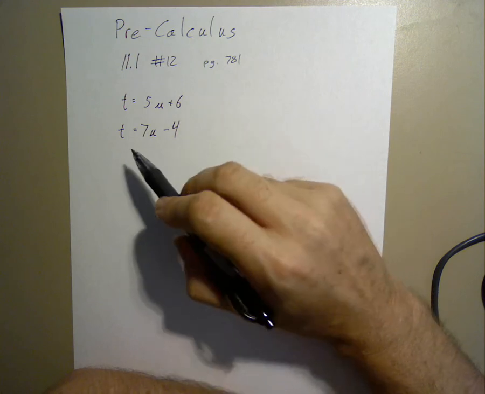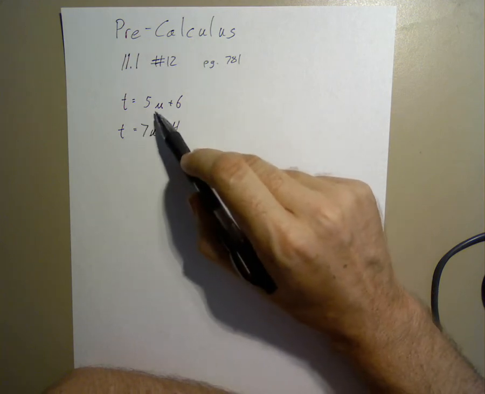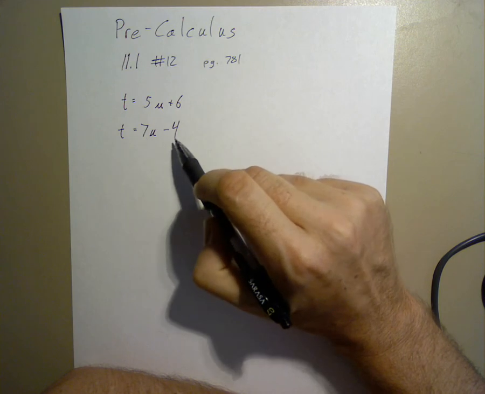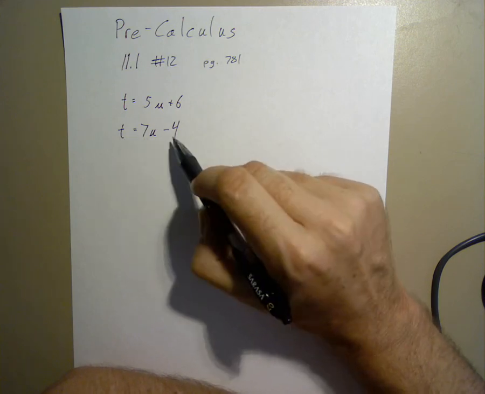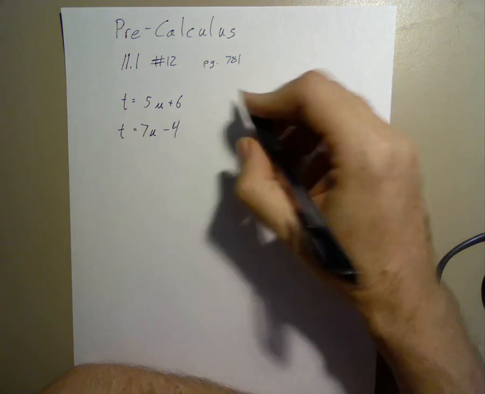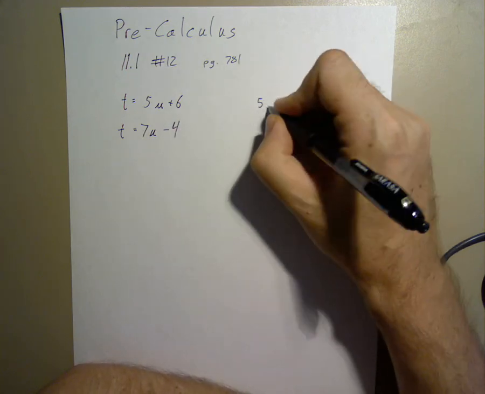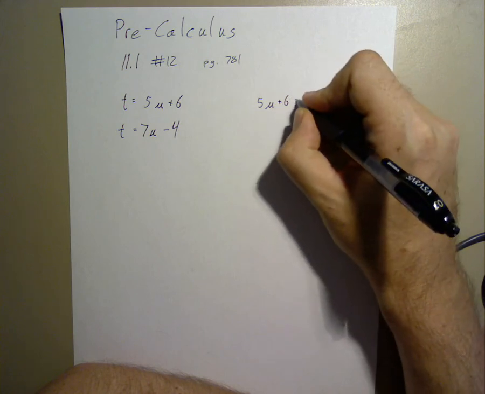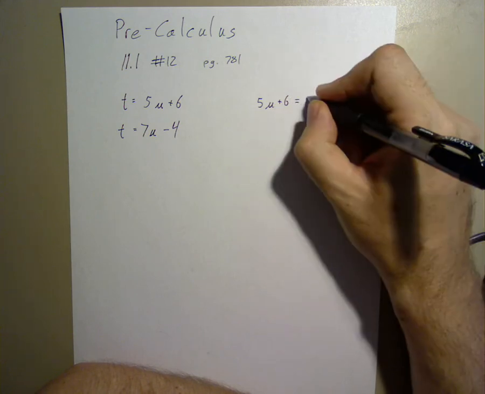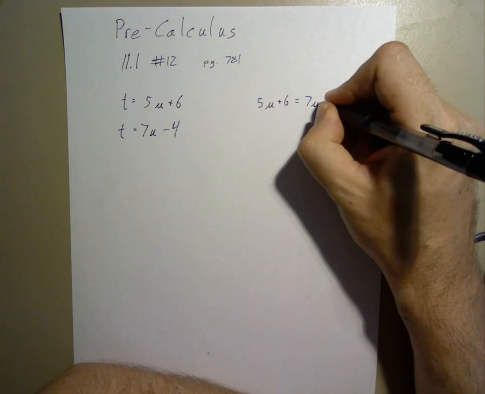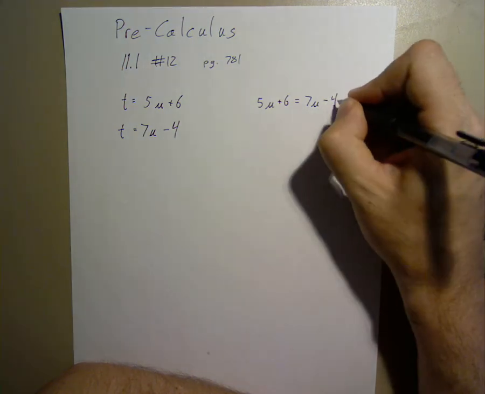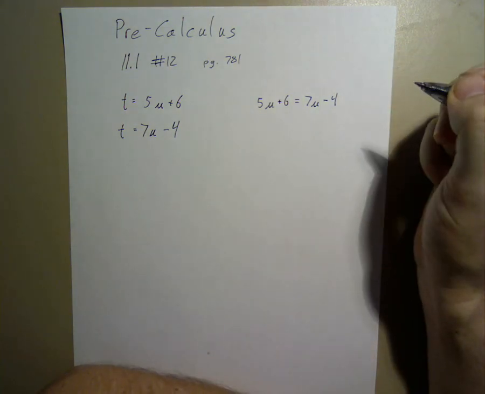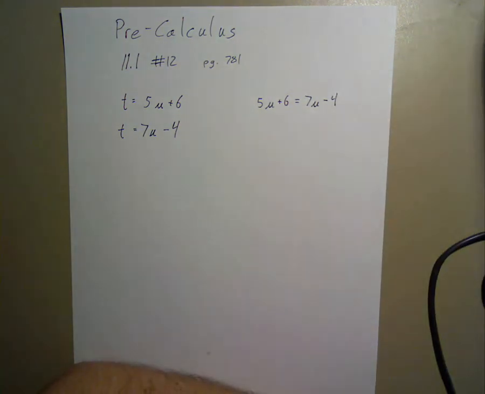In this case, we start off with t equals 5u plus 6 and t equals 7u minus 4. So we've already solved for t. So in this case, I write out 5u plus 6 equals t, which is 7u minus 4. I can now solve this equation for u. I will subtract 5u from each side.